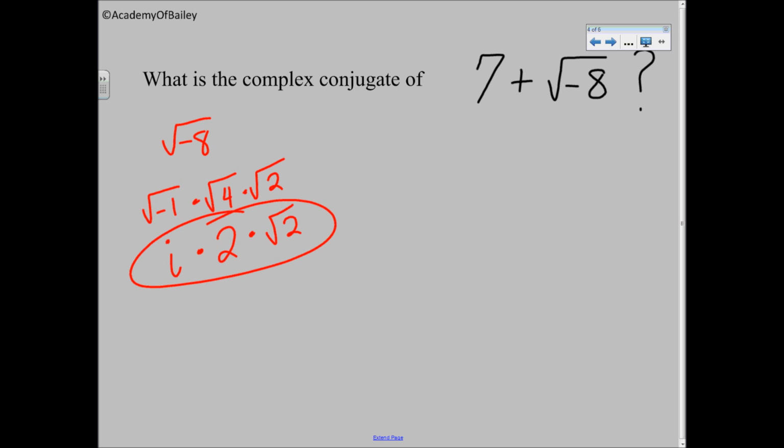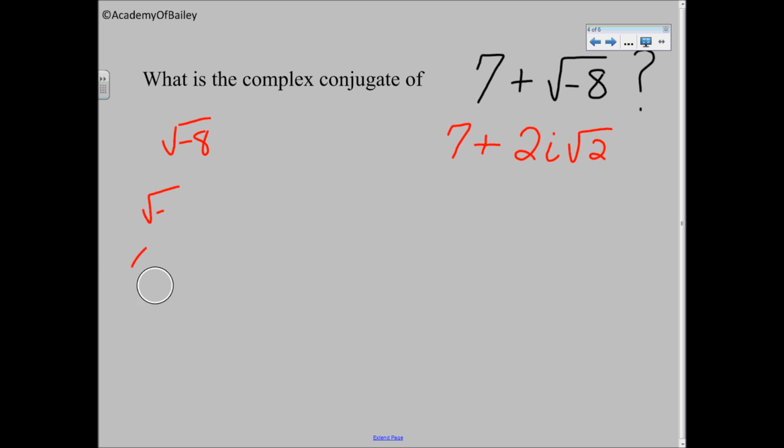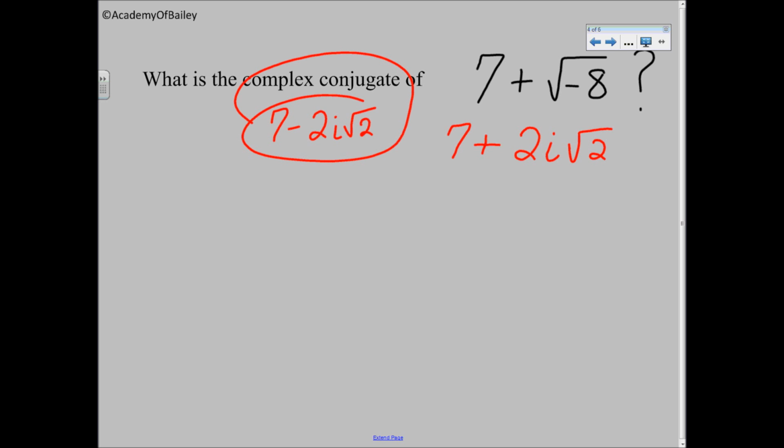And so now, let's go ahead and send this up here. Now we have 7 plus 2i square root of 2. You notice I've taken 2i and the square root of 2, and I've put it right there. So there we go. I'm going to erase this here, simplifying the radical. And the complex conjugate of it, you just basically change the sign. There's the complex conjugate.